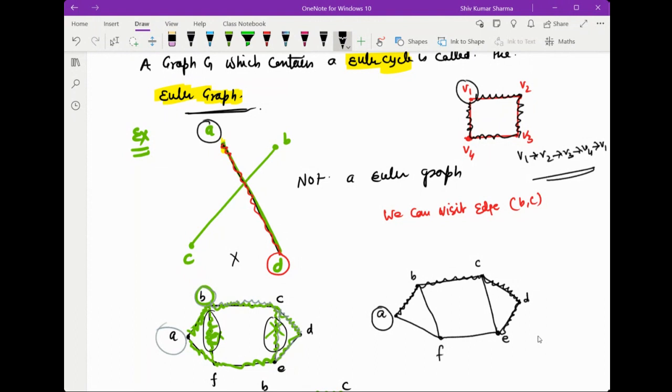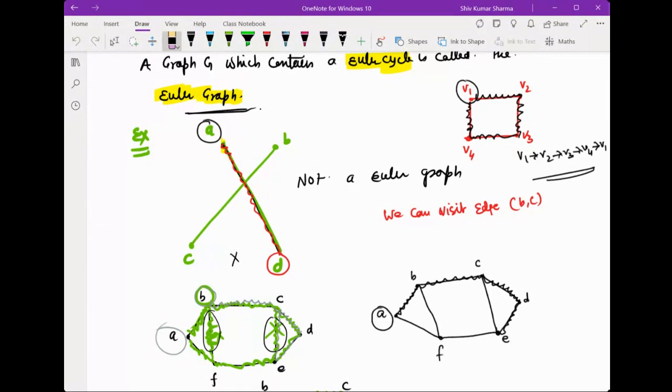When we visit this way, we cannot visit any edge twice. Our definition says we visit every edge exactly once. So when you want to move this side, you want to return back to this edge. So this edge is visited twice, but this is not in the definition of an Eulerian graph. We cannot visit any edge twice or thrice, we can visit every edge exactly once. So we cannot move to the upper side.